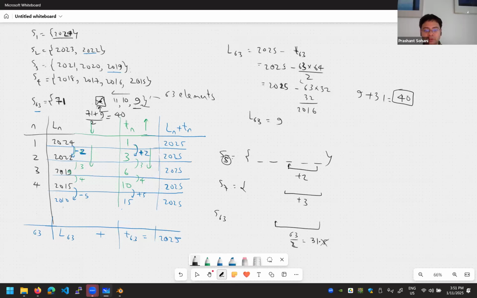Okay, but all of this was because of this observation that we write the last element like a table, and then you observe that these values are decreasing with triangular numbers. The intervals between these are decreasing in the same way in which triangular numbers are increasing. So therefore, I can say Ln plus Tn is constant throughout, and so I'm able to get the value of L63 directly.